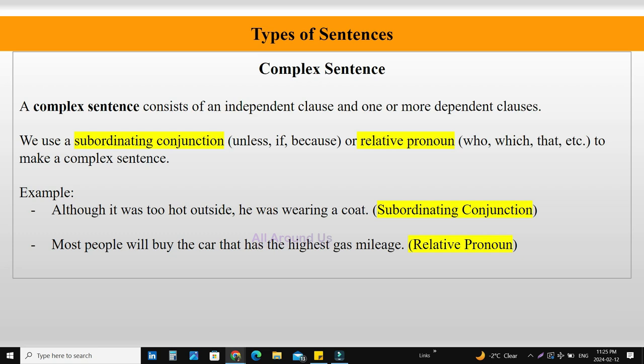Complex sentence. A complex sentence consists of an independent clause and one or more dependent clauses. We use a subordinating conjunction such as unless, if, because, or a relative pronoun such as who, which, that, etc. to make a complex sentence. Example: Although it was too hot outside, he was wearing a coat. A subordinating conjunction was used here. Most people will buy the car that has the highest gas mileage. A relative pronoun is used here.